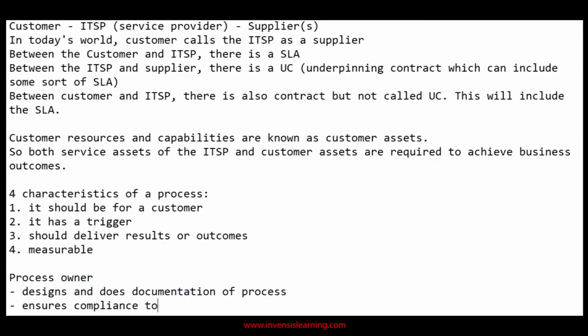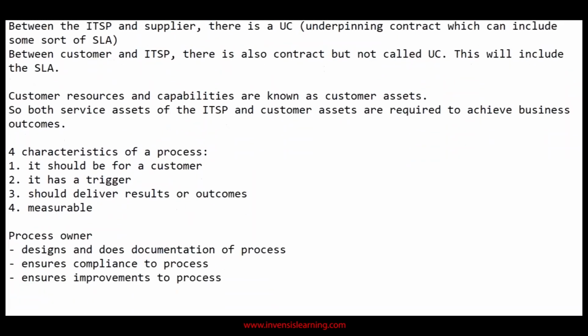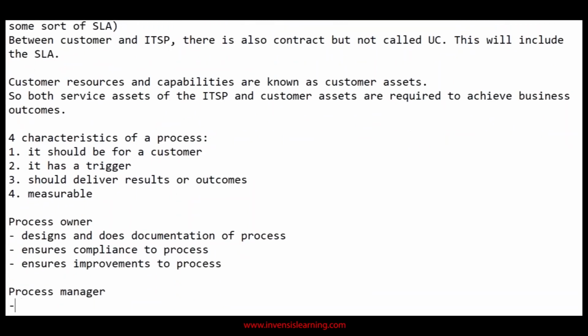The process owner ensures compliance to the process. Process manager, on the other hand, handles design, meaning how many resources are required, like 5 people are required to do this process. So such and such training will be required. Design like resource count, training needs, etc. Steps, activities, etc.